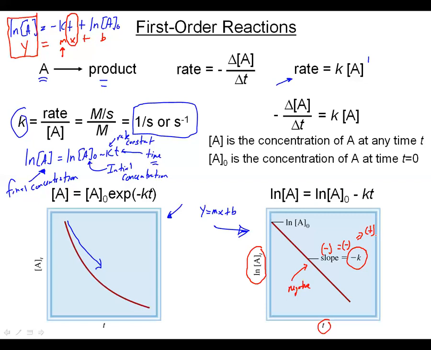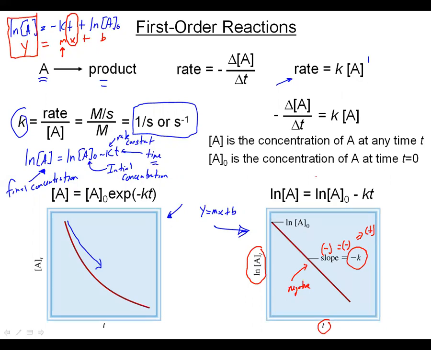Also, the y-intercept equals the natural log of the initial concentration. So graphically, you could solve for some information. And if you graph the natural log of A versus time and get that linear graph, it probably is a first order reaction. We will also see that there's a half-life equation that goes with first order, and that's the natural log of 2 divided by the rate constant.